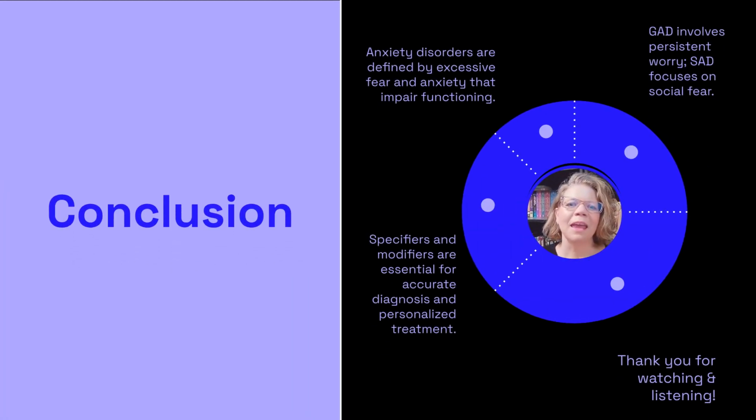In summary, anxiety disorders are defined by excessive fear and anxiety that impair functioning. GAD involves general, persistent fear, while SAD centers on fear of social judgment. Specifiers and modifiers are essential to tailor treatment and communicate accurate clinical information.